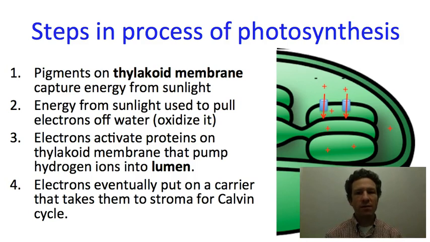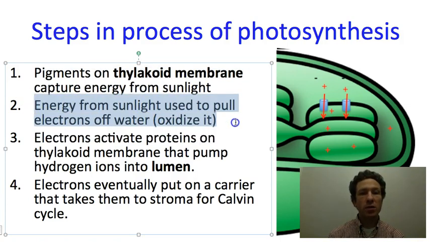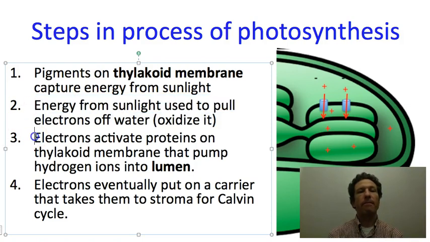Thus far in the process of photosynthesis, really what we've talked about is light hitting pigments. And we've said that chlorophyll A can remove electrons. We now need to go through some steps that happen after light hits a pigment and electrons are removed from water. So the steps we just mentioned: pigments capture energy from sunlight, and sunlight is used then to pull electrons off of water, in the process oxidizing it. Now let's follow and see what happens.